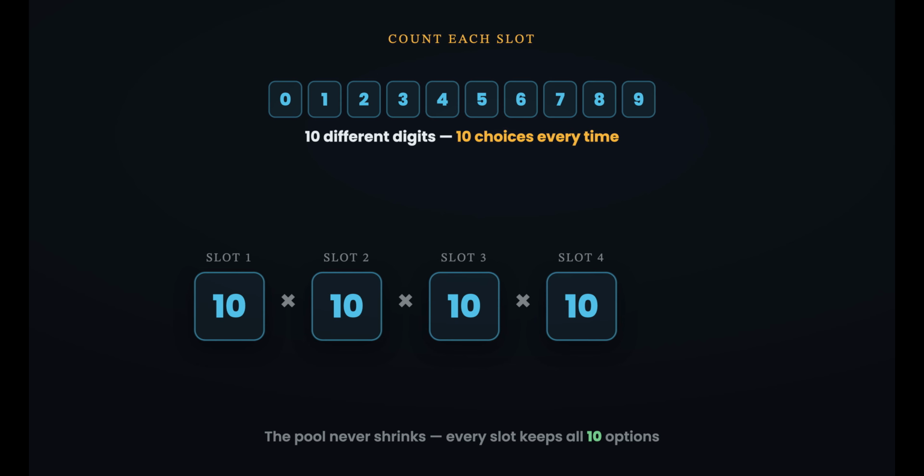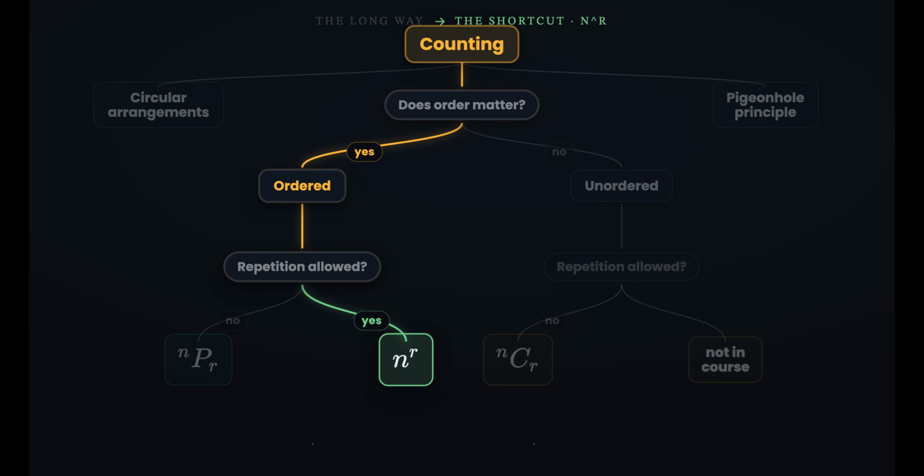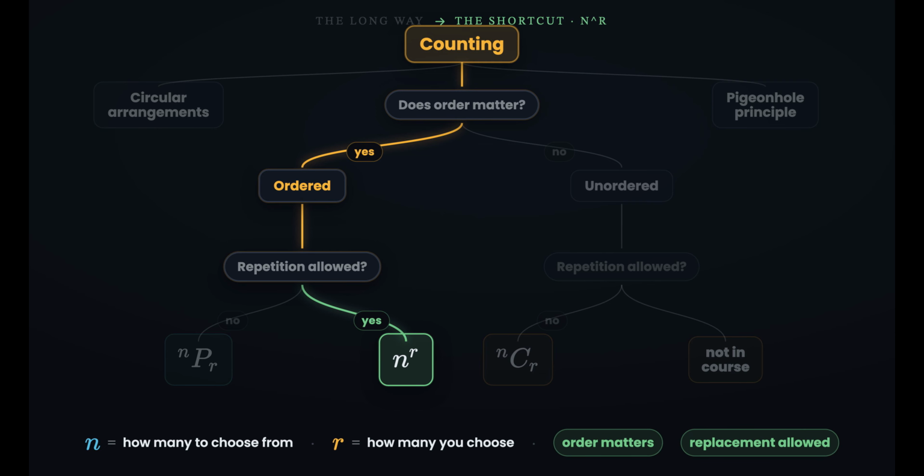So multiplying across the 4 steps gives 10 times 10 times 10 times 10, which is 10 to the power of 4. That's the long way. Now let's look at the shortcut on the flowchart, n to the power of r. Here, n is the number of things we can choose from, and r is the number of things we choose, where order matters and replacement is allowed.